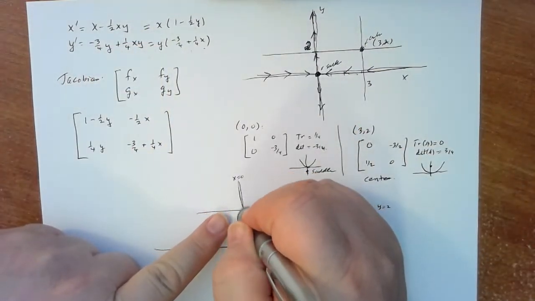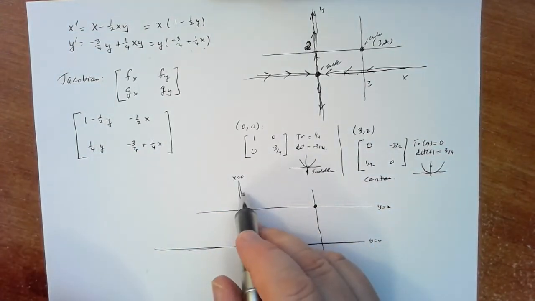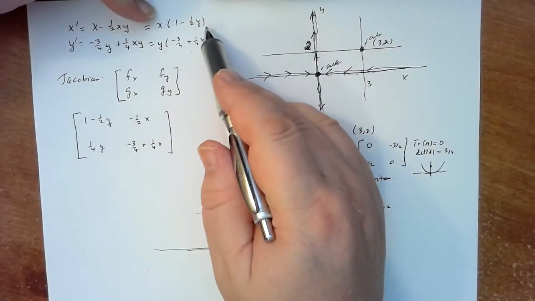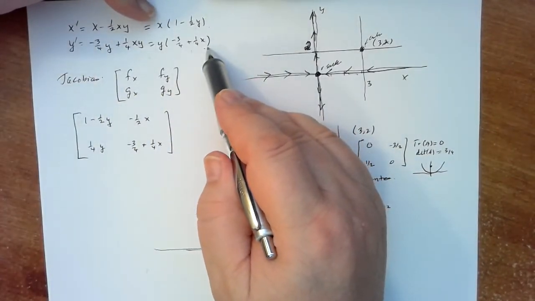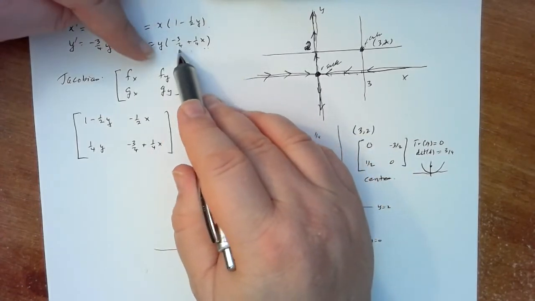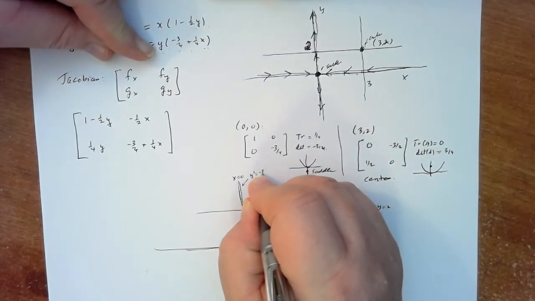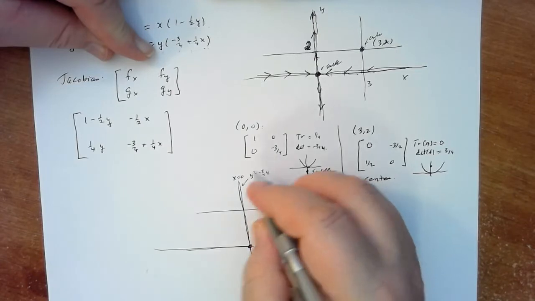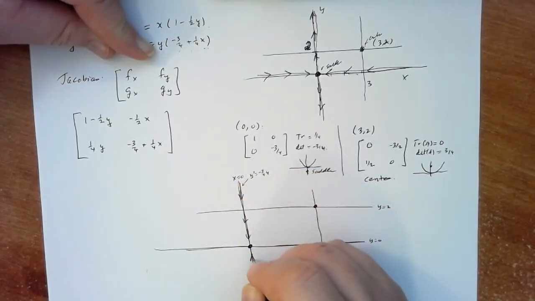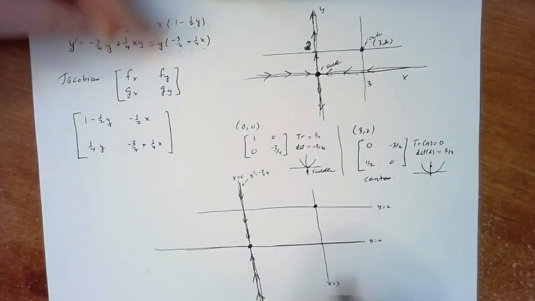So what happens along this line? Along x equals 0, you can see that x prime will be 0, but y prime will be minus 3/4 y. Right? So along this line, y prime is minus 3/4 y. And so that's negative, right? So that's going to be going down. And then this one will be going up. So I got my direction incorrect on that one.